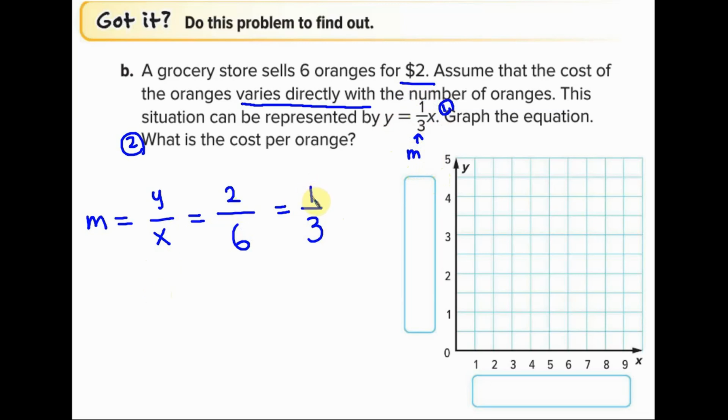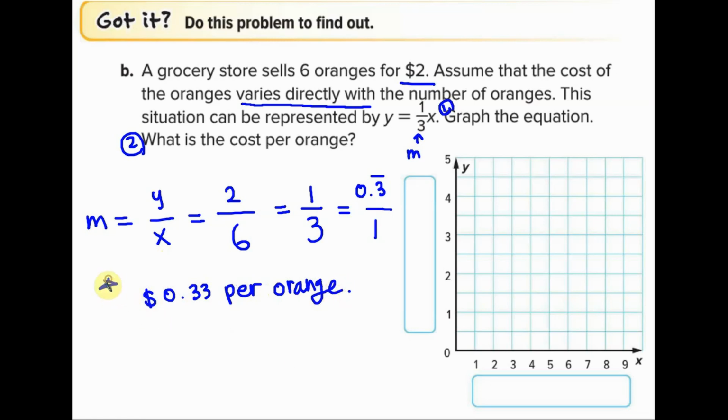But that was not the question they were asking. They were actually asking you what is the cost per orange. So what if I want to make this 1 orange? If I'm buying 3 oranges for $1, then if I divide this by 3, I get 1. If I do the same thing, I will get 0.3 repeating. Only thing is, in real life, we don't really use repeating numbers, especially for money. So we're going to say this costs 33 cents per orange.